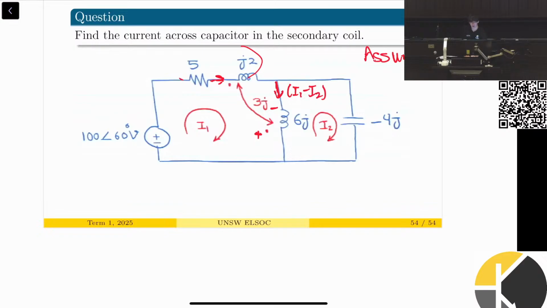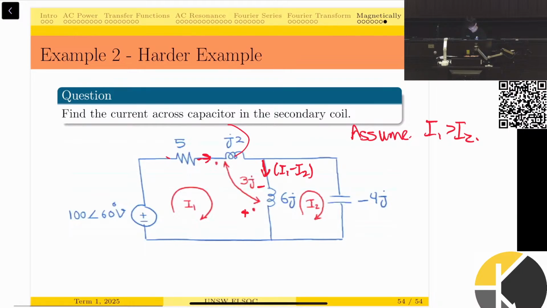So I look at this net current and I think, does this go into the positive or the negative, into the dotted or the non-dotted terminal? It goes into the non-dotted terminal. Yep.